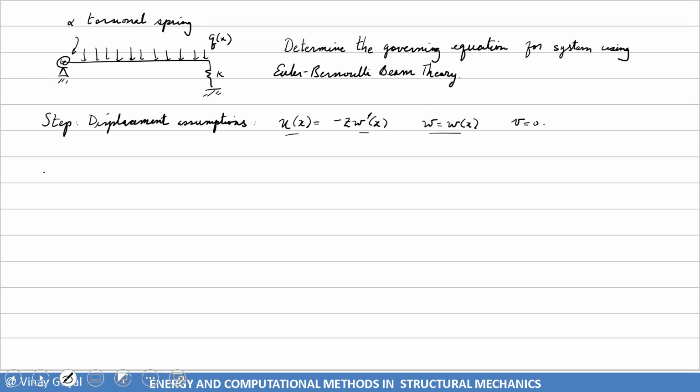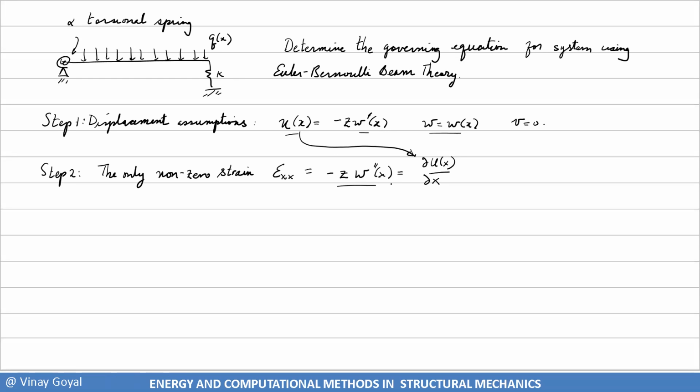So step two, the only non-zero strain is epsilon xx, which is minus z w double prime of x, because that is basically this. And so when I plug that here, I get this expression.